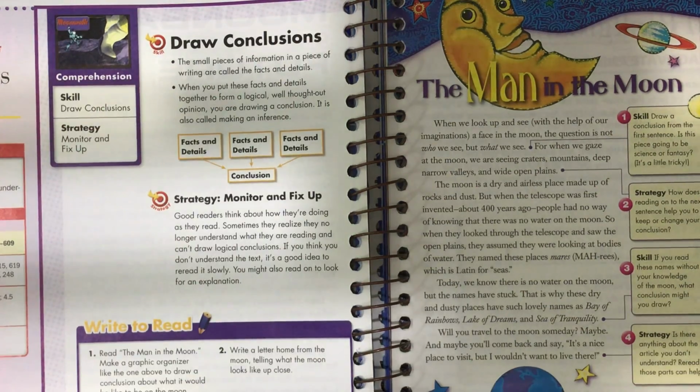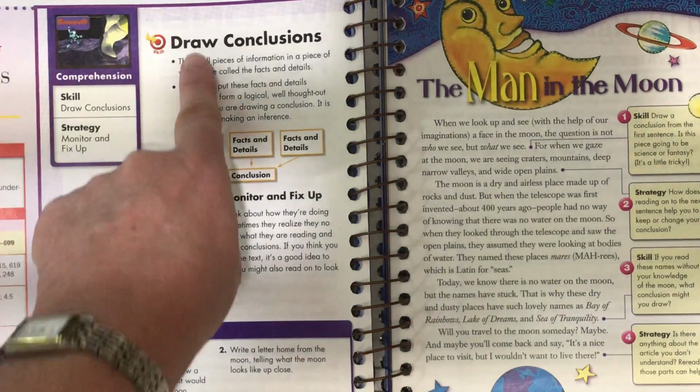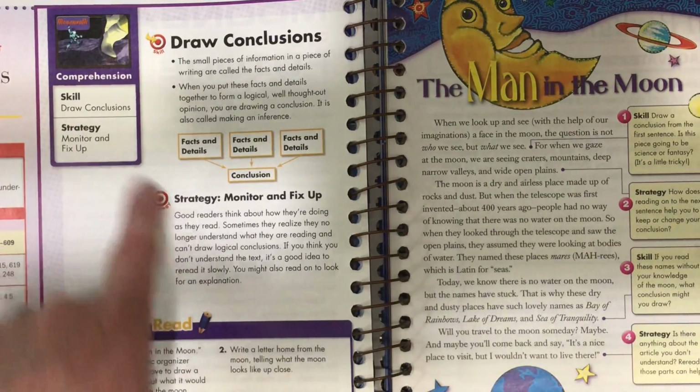Hello, fourth grade. Today we're going to work on drawing conclusions. I'm in your reading textbook on page 608. Okay, so we're going to draw conclusions and monitor and fix up.